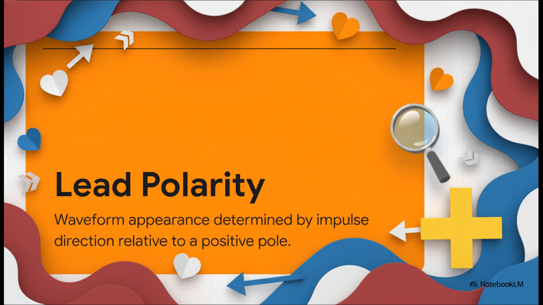It all comes down to the physics of lead polarity. Lead polarity dictates how the physical look of the ECG waveform is determined by the direction of the electrical impulse relative to the lead's positive pole. Remember, the ECG isn't just saying, hey, there's electricity present. It's telling us exactly which direction that electricity is traveling. That relationship between the energy's path and your camera's lens is what actually draws the lines on the paper.